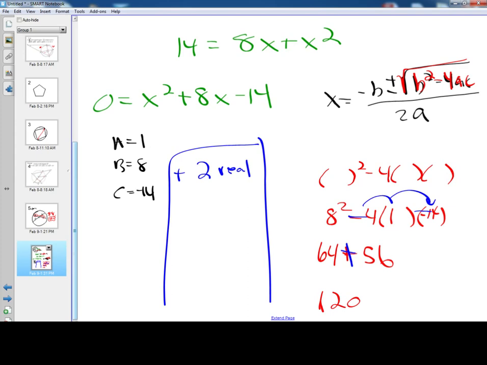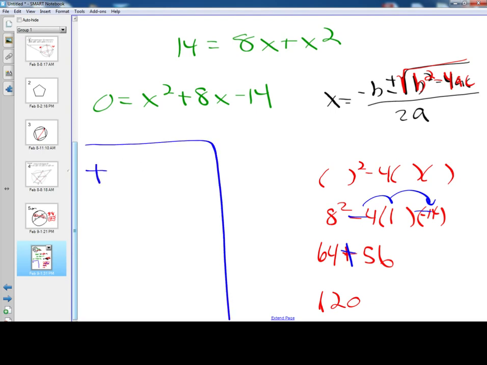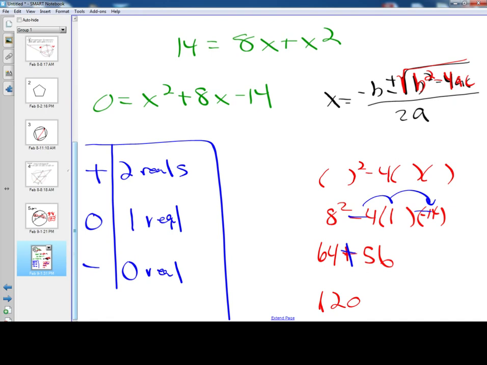Let me word it the way it's worded in the really nice maths. I like the positive better. It makes more sense. So if that number is positive, you're going to get 2 reals. If that number is equal to 0, you're going to get 1 real solution. And if that number is negative, you're going to get 0 real solutions. However, you will get 2 imaginary solutions.